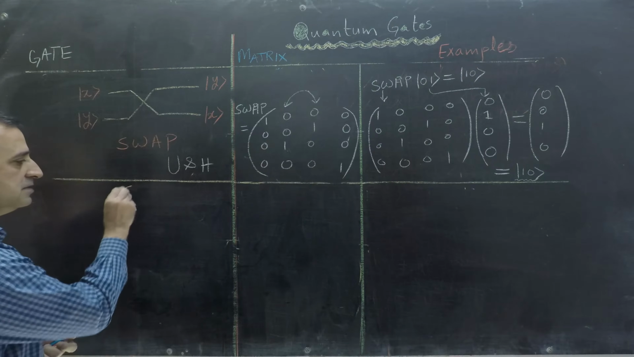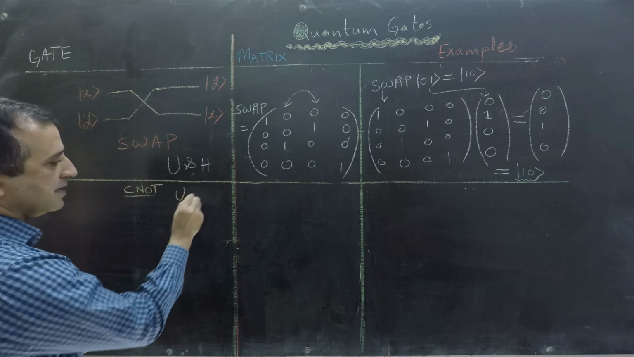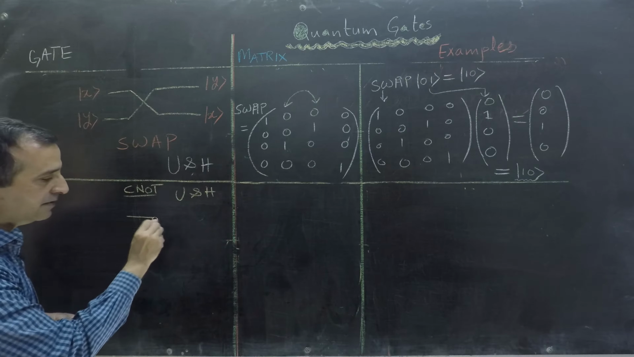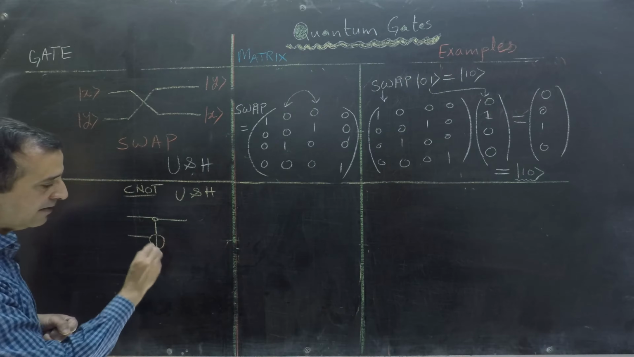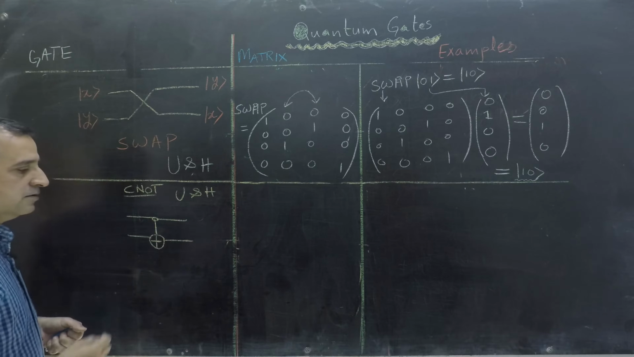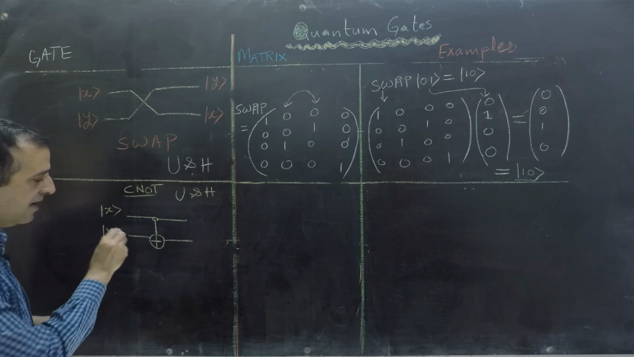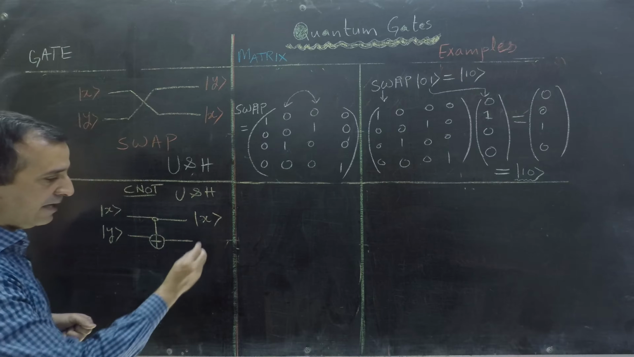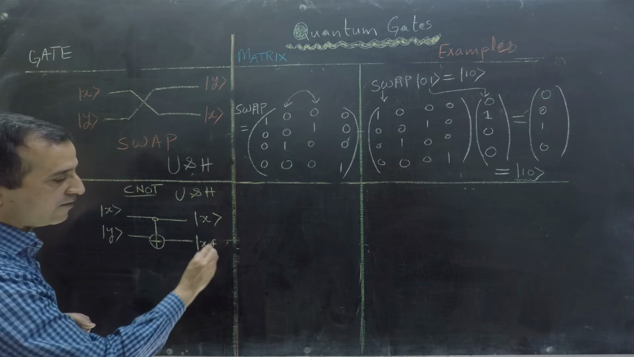So the CNOT gate, which is also unitary and Hermitian, has a diagram like this. The first qubit is the control, and the second qubit is XORed with it. So if I have ket X here and ket Y here, then my output will be ket X, and here I will get ket X XOR ket Y.